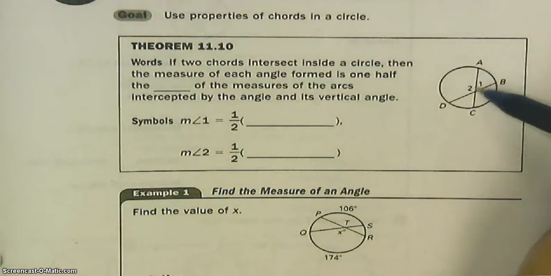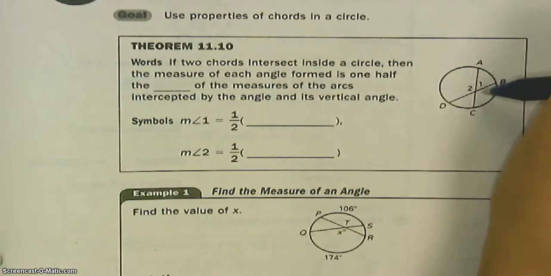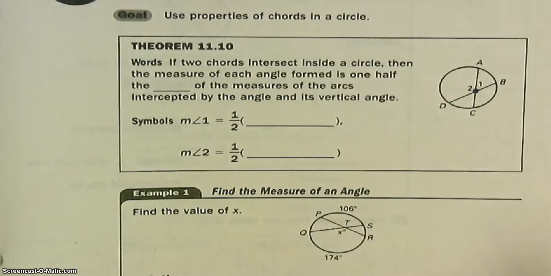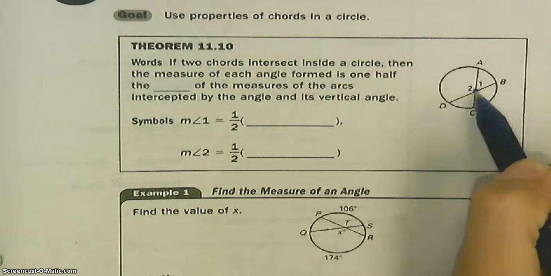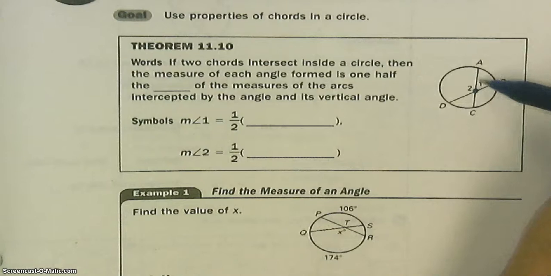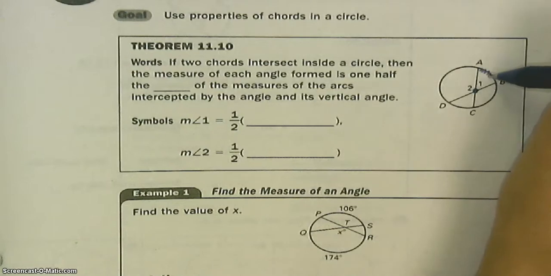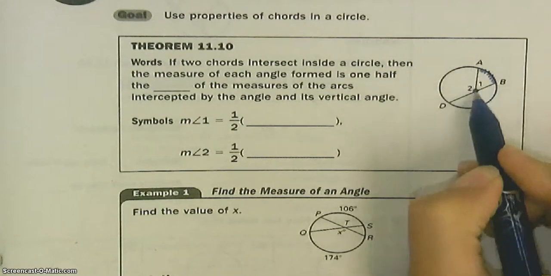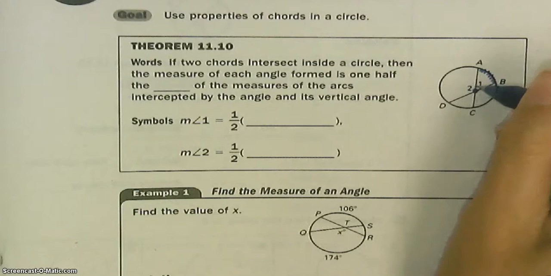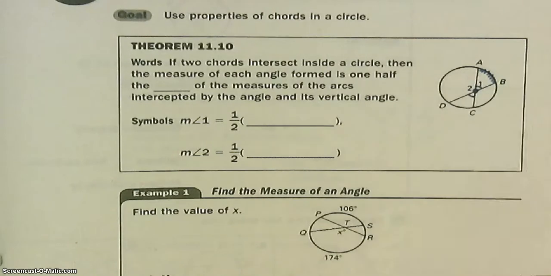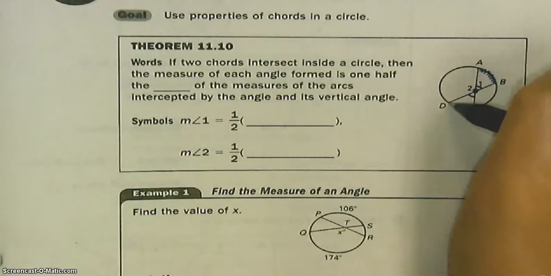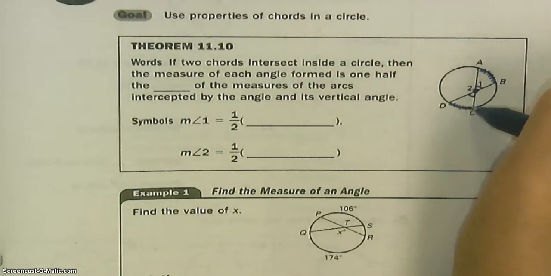Notice here we have two chords intersecting, and they're creating a bunch of angles. These angles are inside the circle. Notice this vertex is not in the center, it's not on, it's in. So we have a rule for angles that are inside the circle. If you look, angle 1 is creating this arc. This is the intercepted arc. But this over here is also angle 1 because they're vertical. So angle 1 is also creating this arc.